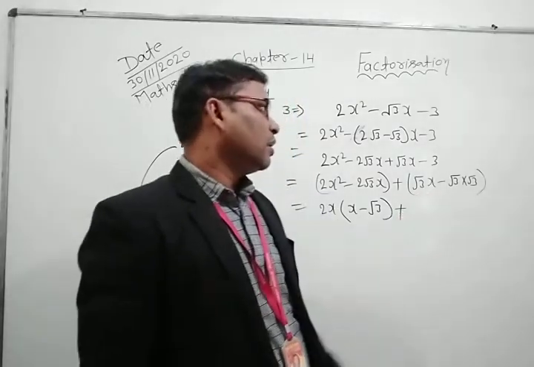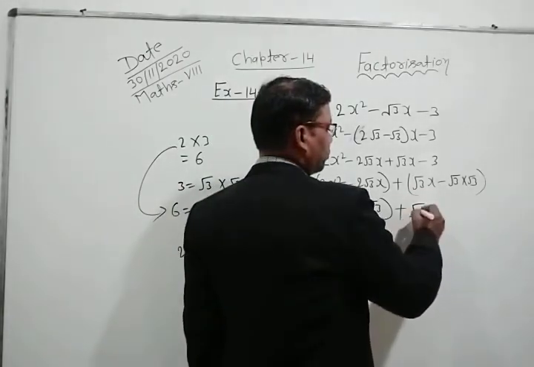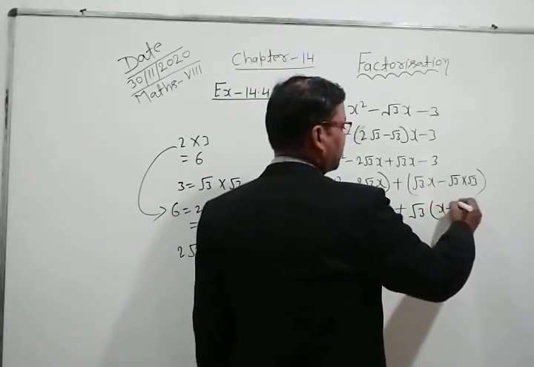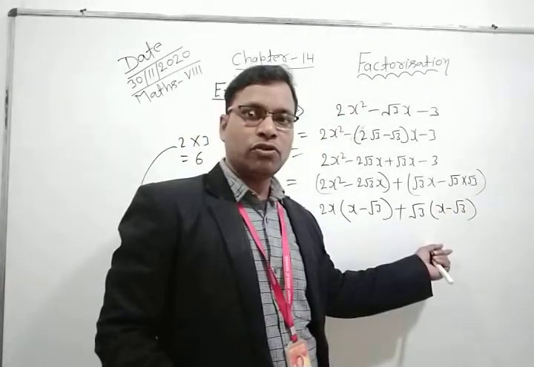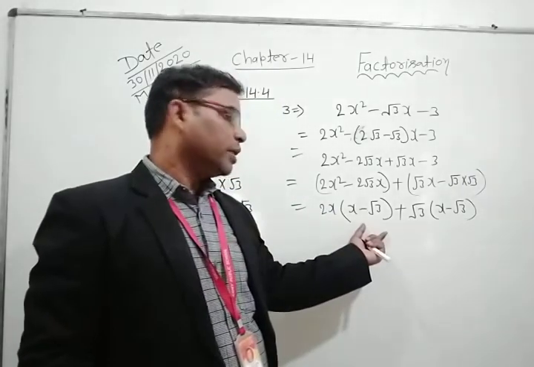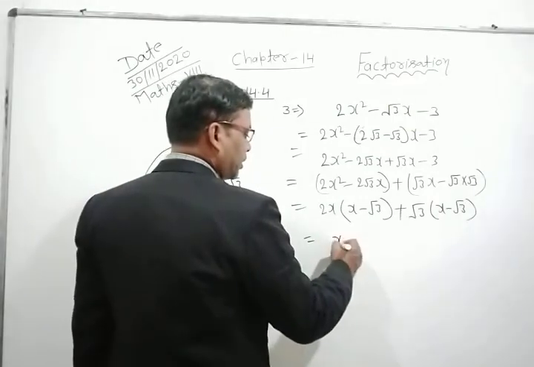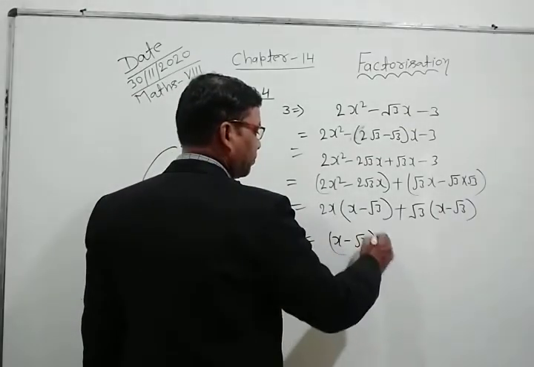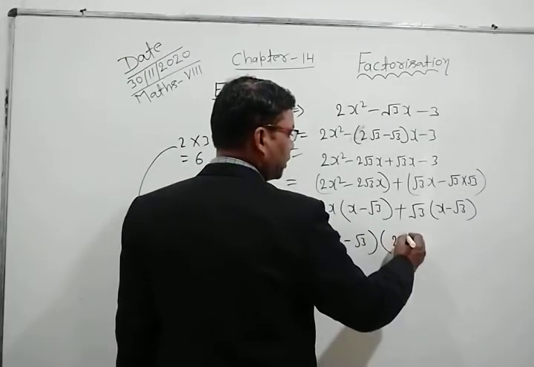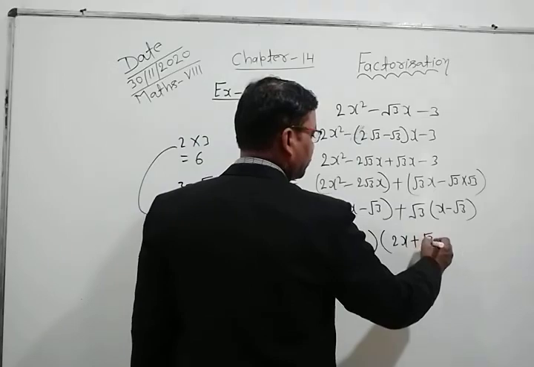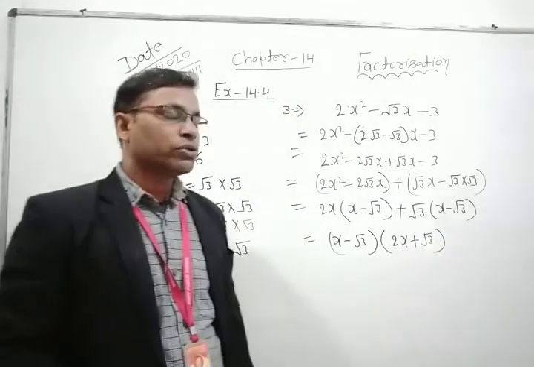Now what is common in the second group? Obviously root 3. Only root 3 is common in the second group. So here we take root 3 common, and we have x minus root 3. This is the first group, this is the second group. Here we observe that in both groups x minus root 3 is common. So we take x minus root 3 as common between both terms. In the first term we have 2x and in the second term we have root 3. So in this way you find the factors of 2x square minus root 3 x minus 3.